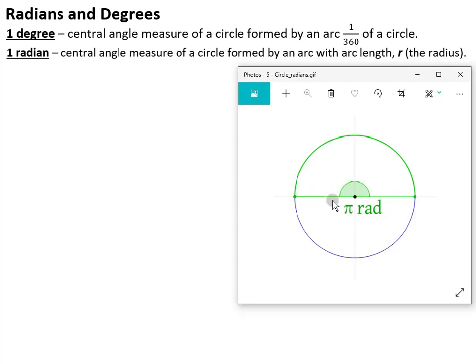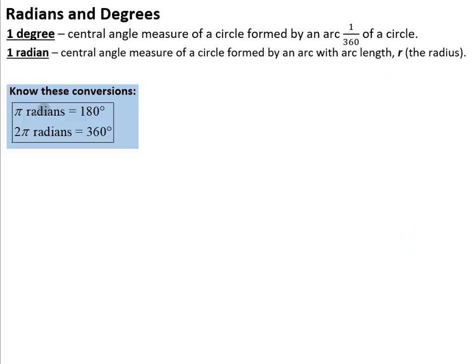So that actually gives us a conversion there. Pi radians is the same as 180 degrees, or half a circle, and 2 pi radians is equal to 360 degrees. So these are a couple of important conversions here. Pi radians is equal to half a circle, 180 degrees. 2 pi radians equals 360 degrees. And these you really just need to have memorized, because we will convert between radians and degrees quite a bit throughout the rest of the chapter.